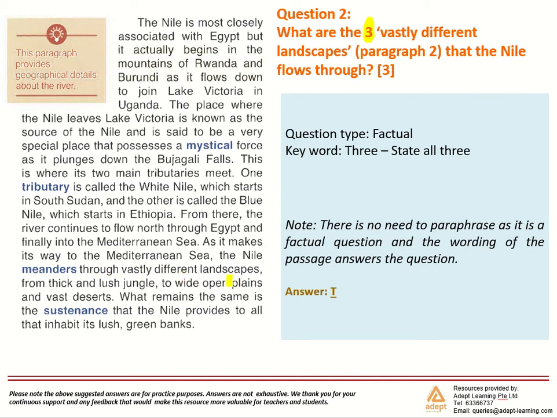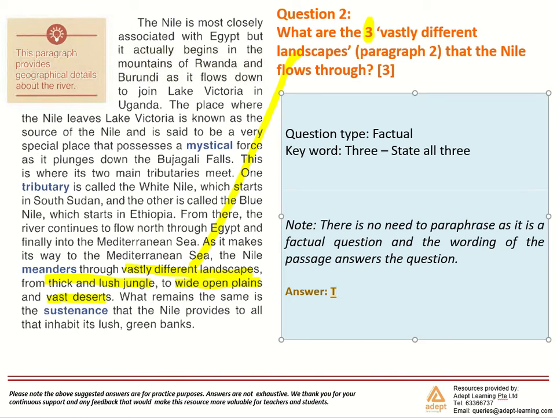Okay, so immediately you can see the words here, vastly different landscapes. That actually tells me the answer is coming up soon. From thick lush jungle to wide open plains and vast deserts. So this tells me three different ones. Of course, from the punctuation and the use of conjunctions, it also tells you that the answer is very neatly differentiated into three parts. So what are the three vastly different landscapes?